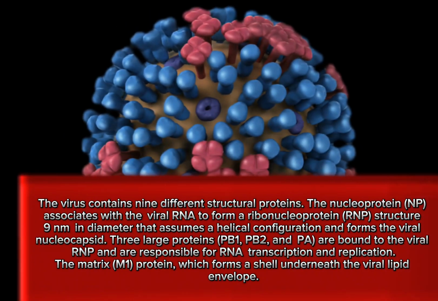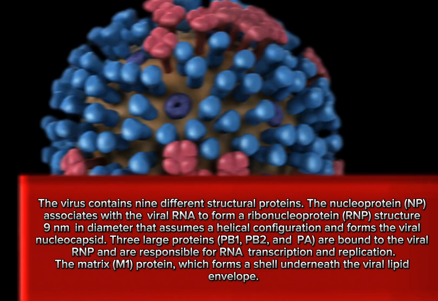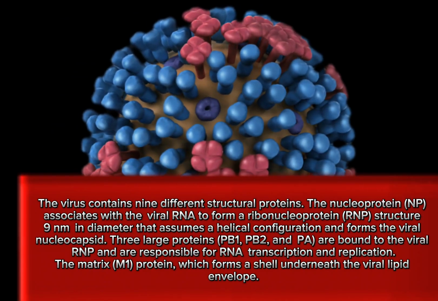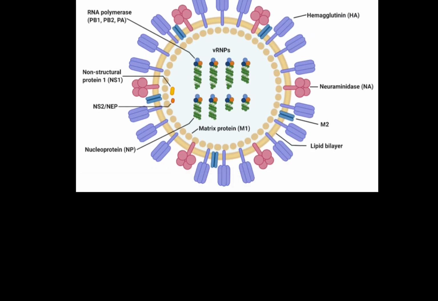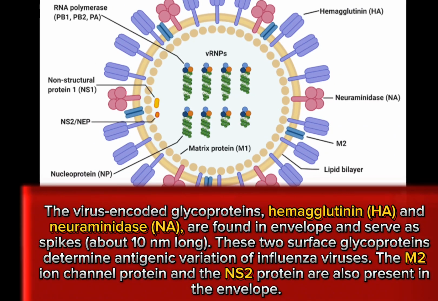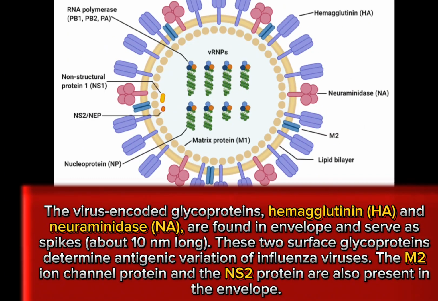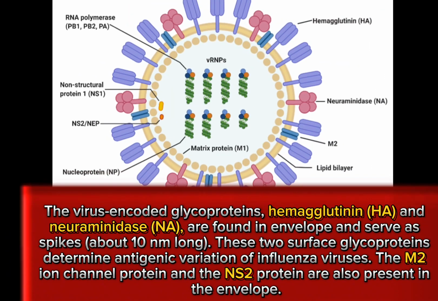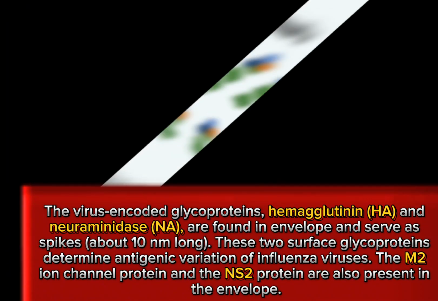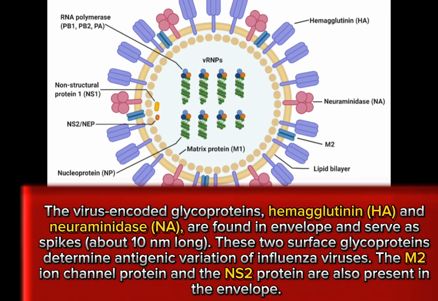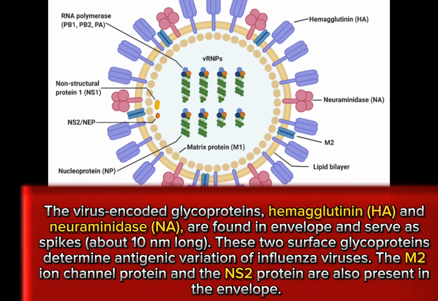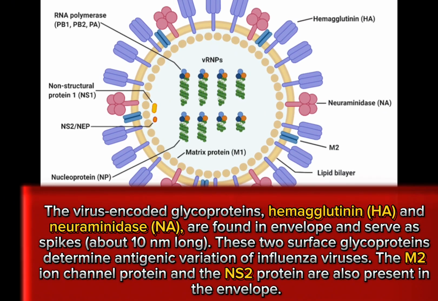3 large proteins, PB1, PB2, and PA, are bound to the viral RNP and are responsible for RNA transcription and replication. The matrix M1 protein forms a shell underneath the viral lipid envelope. The virus-encoded glycoproteins, hemagglutinin H and neuraminidase N, are found in the envelope and serve as spikes about 10 nanometers long. These 2 surface glycoproteins determine antigenic variation of influenza viruses. The M2 ion channel protein and the NEP protein are also present in the envelope.